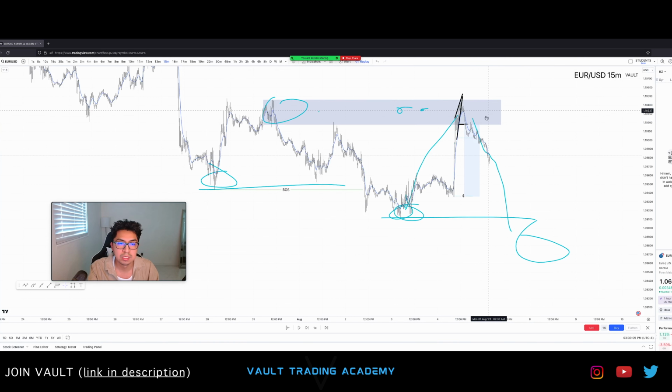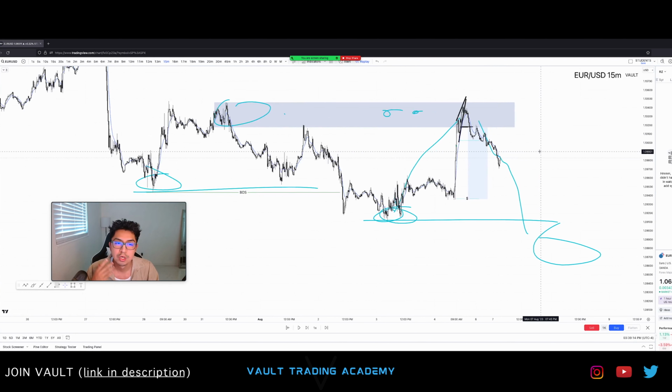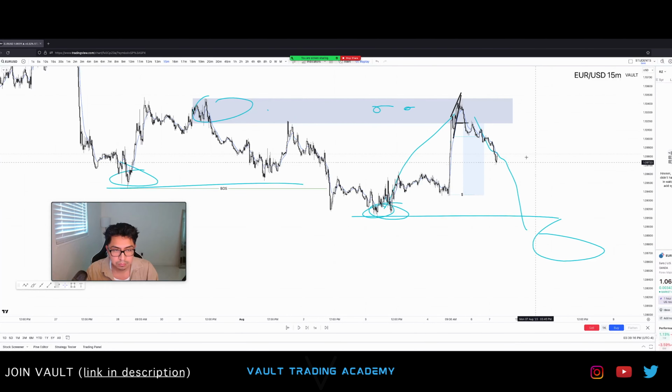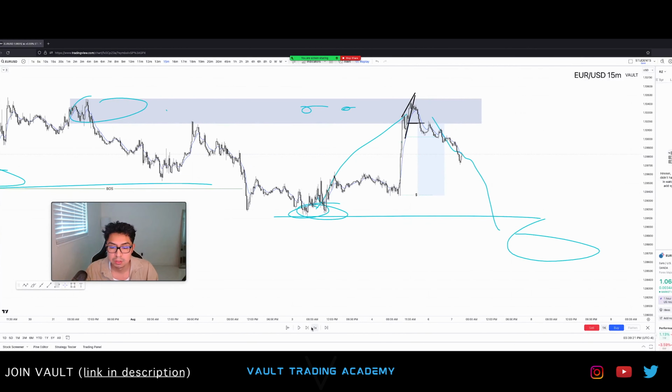And so again, all we're doing here is combining structure using the S&D zones and how we can use those S&D zones to look for our confirmation at last to be right about the direction. Okay, so let's just see what we get.